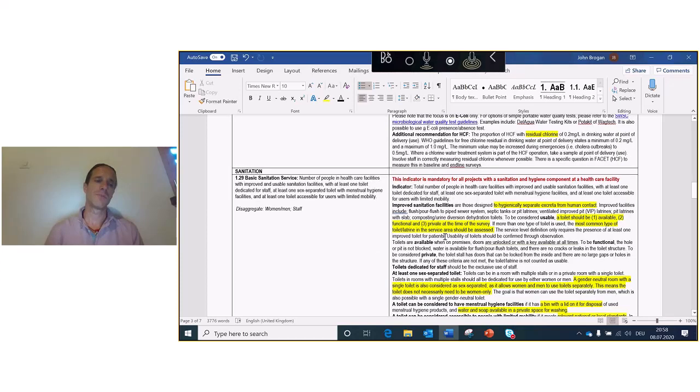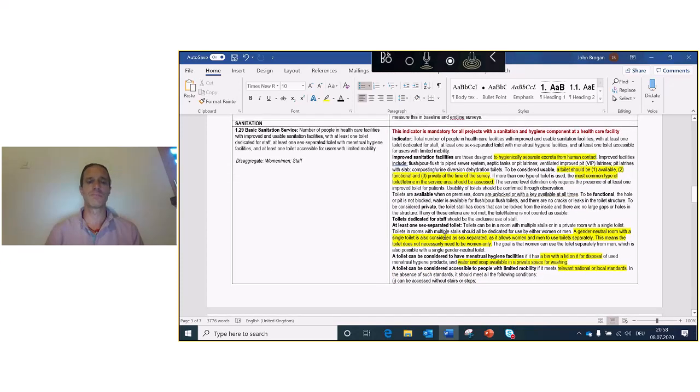Coming to sanitation, this basic level of sanitation service has a certain degree of complexity to it. It's not always easy to get across the finish line of achieving basic level of sanitation service in a healthcare facility. So let's break down the language which is used in this indicator. Here we're looking at the healthcare facilities that have improved and usable sanitation facilities, at least one toilet dedicated for the staff, at least one sex-separated toilet with menstrual hygiene management facilities, and at least one toilet which is accessible for people with limited mobility.